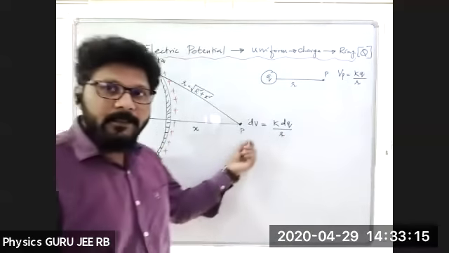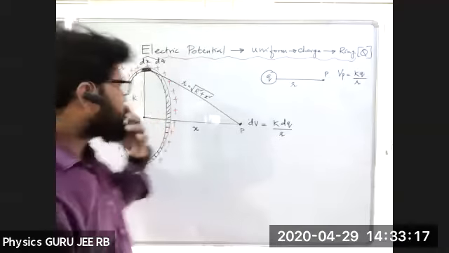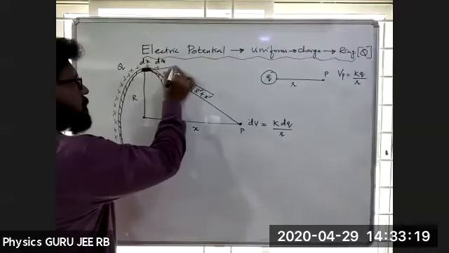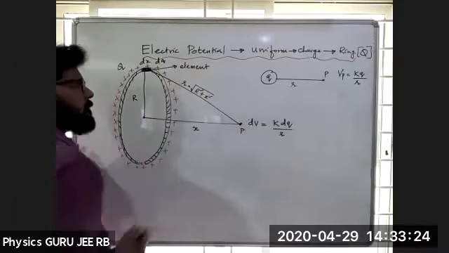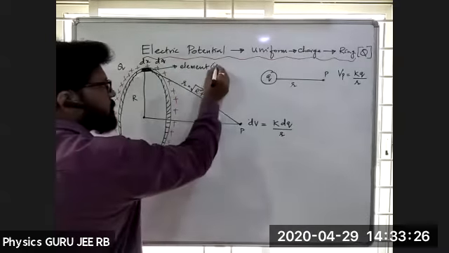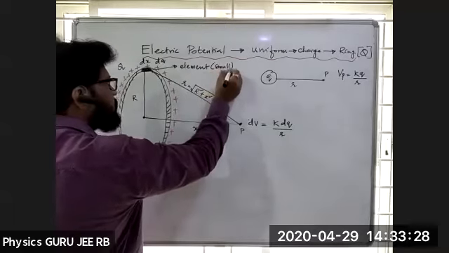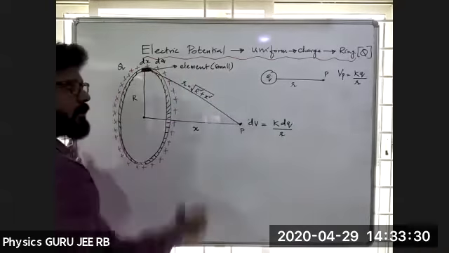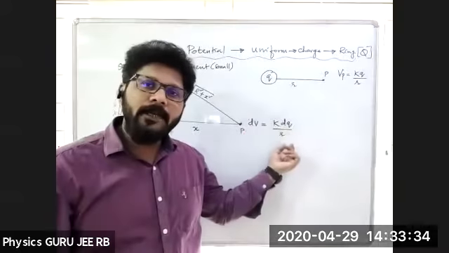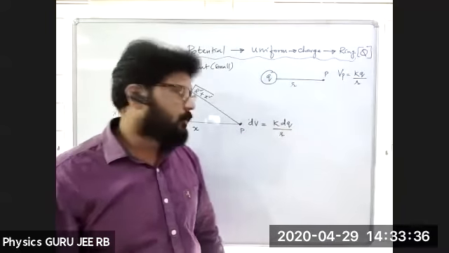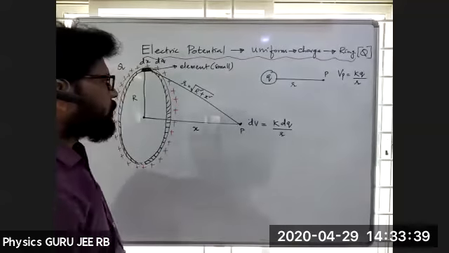Can I write like this? What I did, I took a small element. This is nothing but a small element. Small elements. So small element is acting as a point charge. Now dV is equal to k into dQ by r. Fine. Now, but what is r?